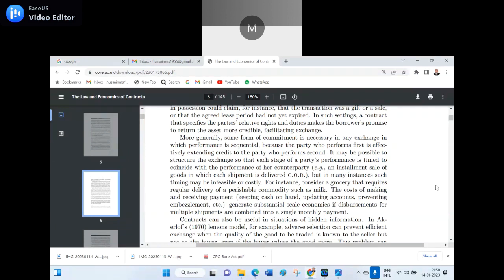So, the cost of making and receiving the payment, keeping cash on hand. Yes, Hamis Ahmed, now you are waiting the second or third time. So, for instance, consider a grocery that requires a regular delivery of a perishable commodity such as milk. When you're selling the milk, naturally, if it is not sold, the person who supplies will take back because he cannot bear the cost if it is not sold. So he will take only a certain extent of milk packets that he could afford to sell. If he could not sell it, generally nobody will take the excess, because they know how much the demand would be.